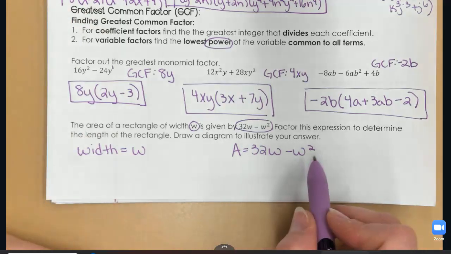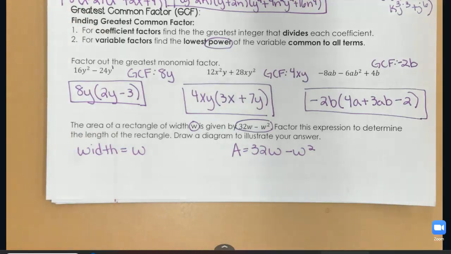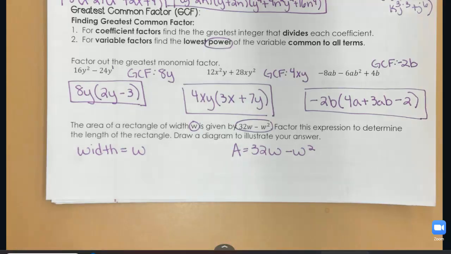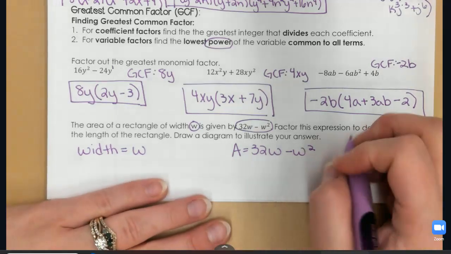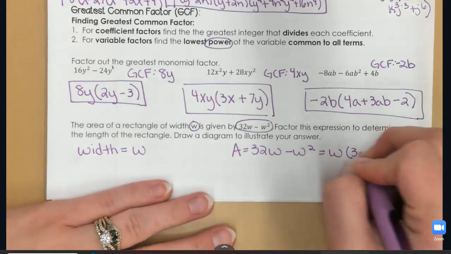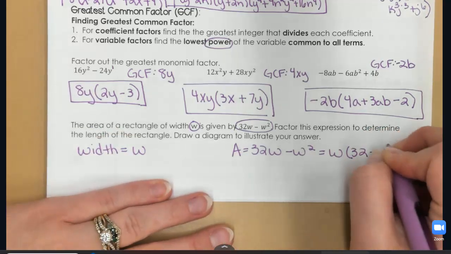Well, if I look at this expression, it is a binomial, so I can't use my x method. I don't have perfect squares on both. W squared is a perfect square, but 32w is not. I don't have perfect cubes, so the only thing I'm going to be able to do is take out a common factor, and between both of these, they have a w. So if I take out a w, that will leave me with 32 minus w.